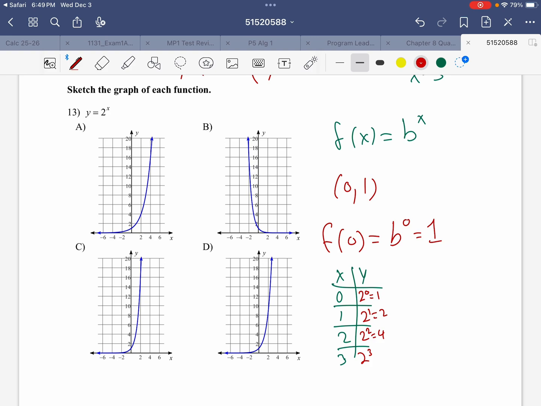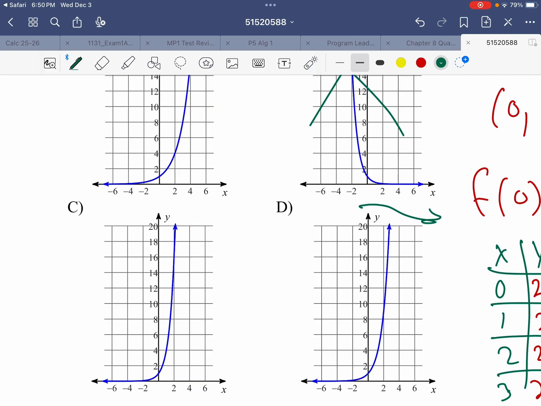We talked about it in class, but when this base is larger than 1, we're going to have this growth. If it's smaller than 1, I didn't use the word decay, but it's going to be shrinking. So as x increases, as we go up in x values, we should be seeing something that's getting larger, which tells me that b is not an option.